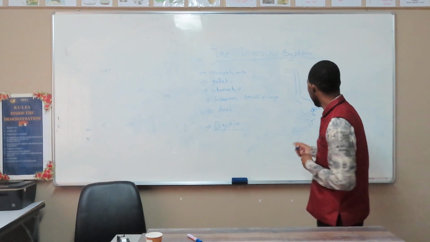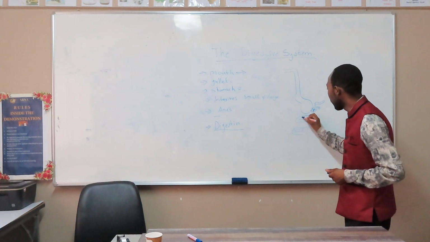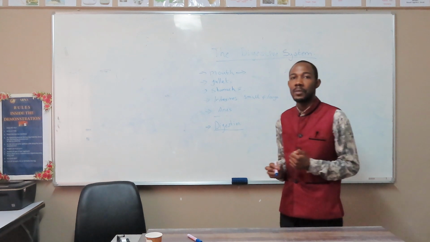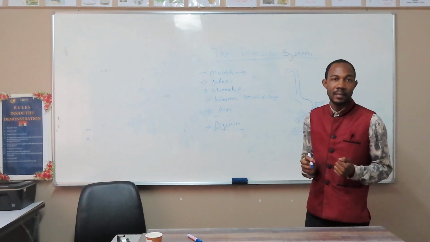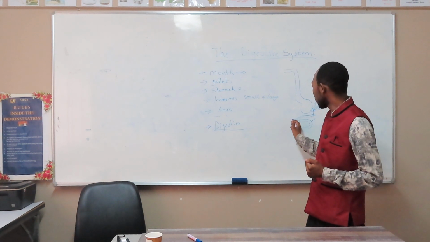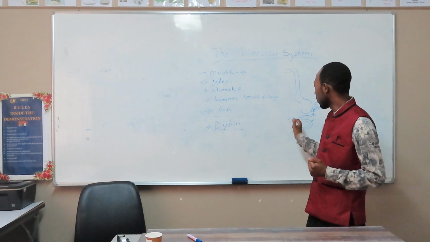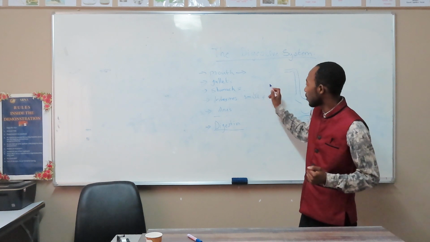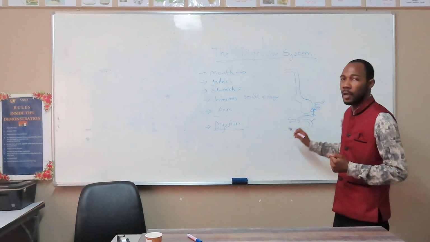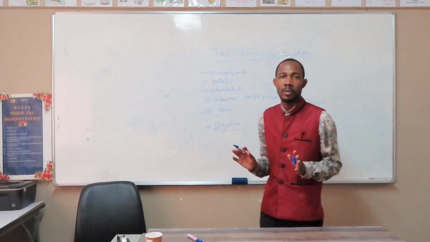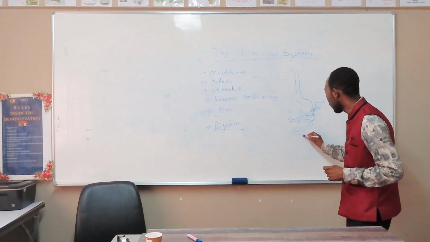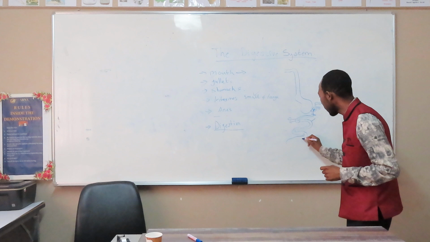So now, when the food finally enters the rest of the small intestines, this is where the absorption starts to take place. So the first absorption of the nutrients is going to take place in the small intestines. And then when all the nutrients are absorbed by the small intestines, the food is going to travel into the large intestines.